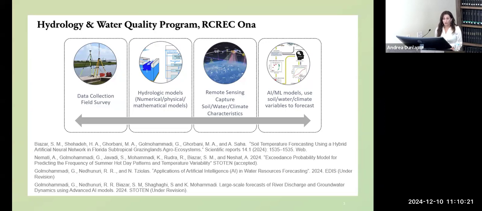The effort of our work has been published or accepted or is under revision in high impact factor journals.